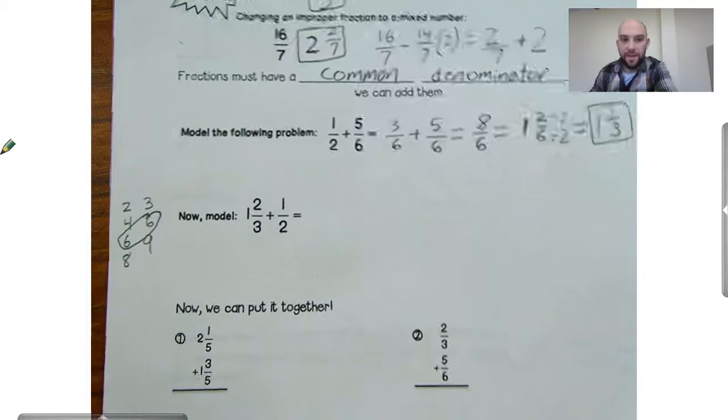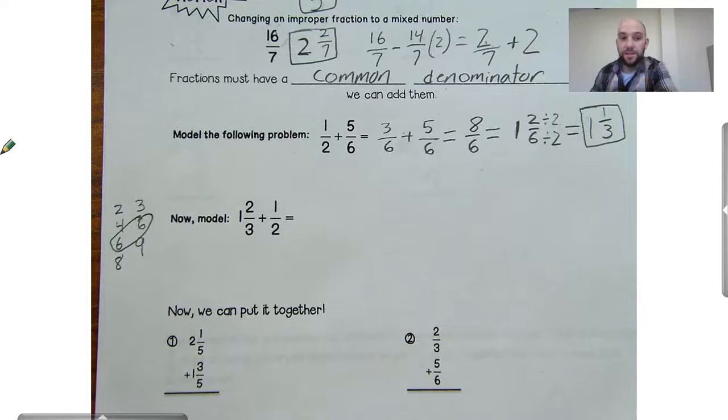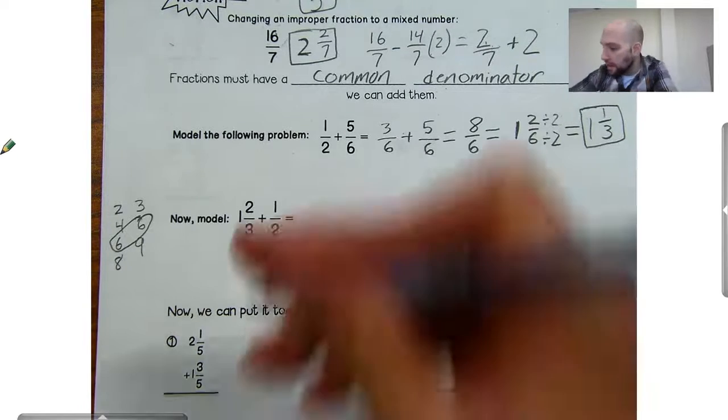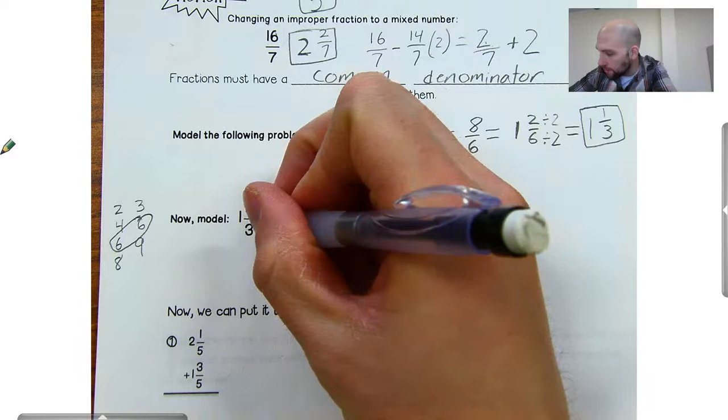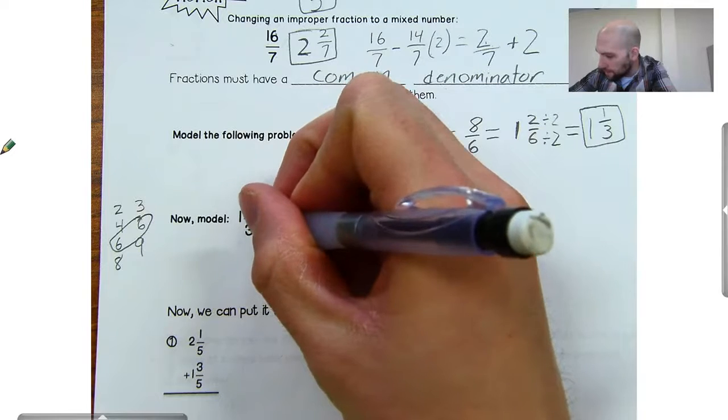So I'm going to have to make both of these denominators 6. How can I make 3 into 6? Well, I need to multiply by 2. And anything I do to my numerator, I have to do to my denominator as well.